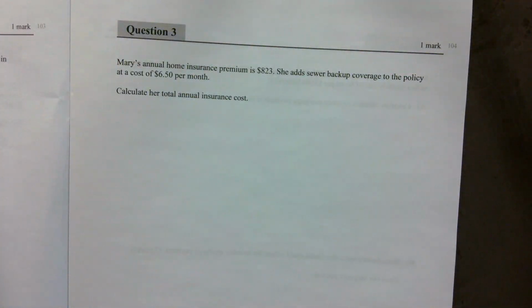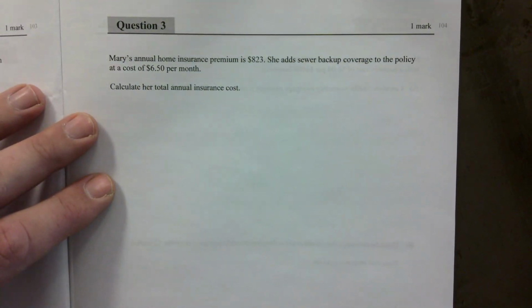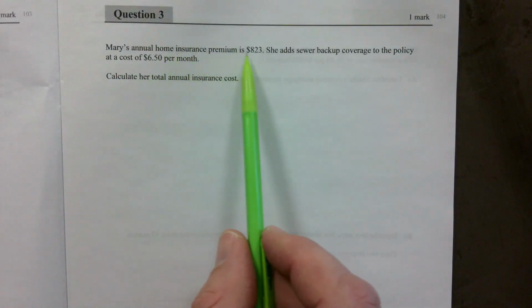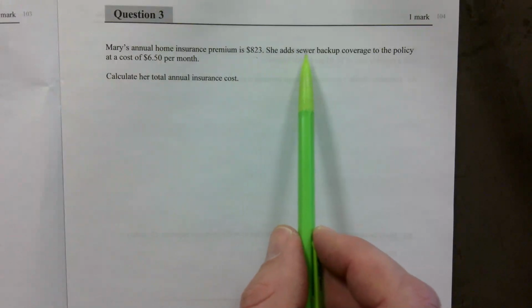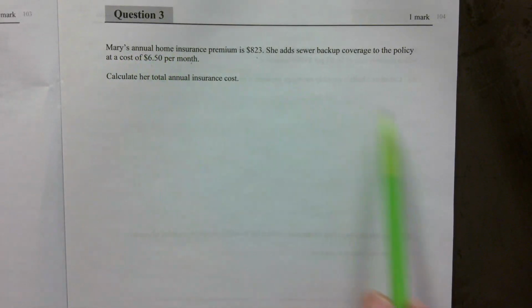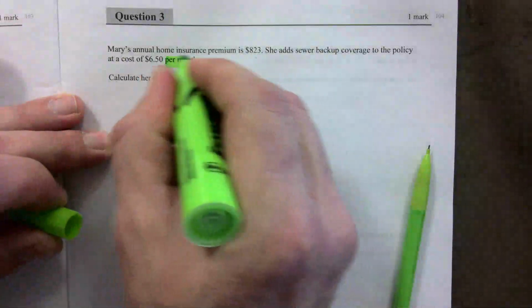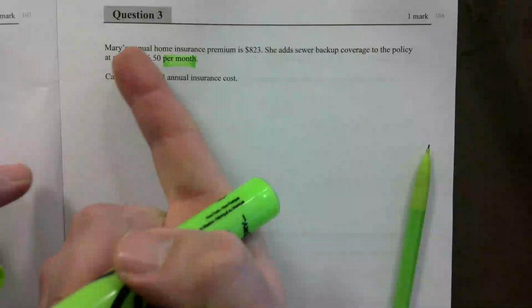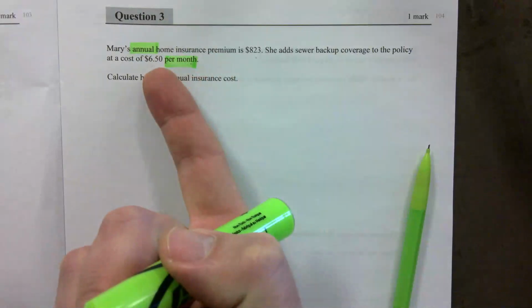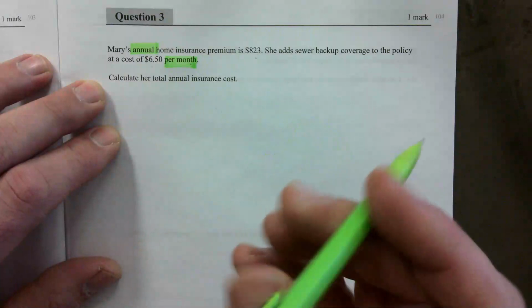This is January 2024, page 3, 1 mark. Let's just do this together. Mary's annual home insurance is $823. She adds sewer backup coverage to the policy at a cost of $650 per month. There's that per month. This is annual, so every year $823, but add $650 per month on the policy. Calculate her total annual insurance cost.